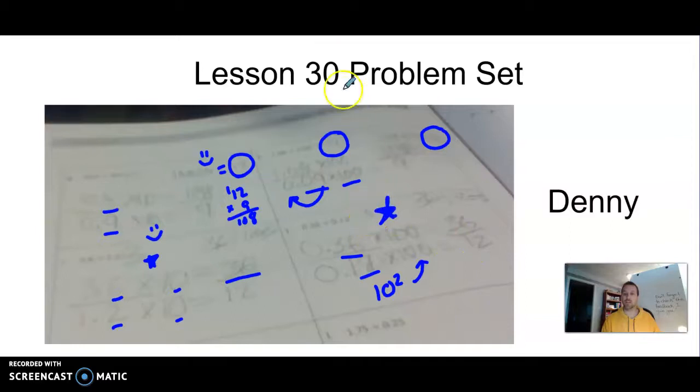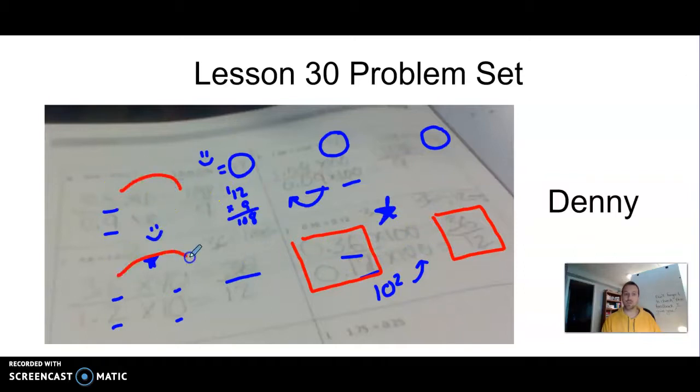Very nice job. Again, I mentioned equivalent fractions. This fraction here is equivalent to this fraction. We're just cutting it up into 100 pieces. Keep that in mind. So all of these are equivalent fractions. Overall, Denny, beautiful, beautiful work.